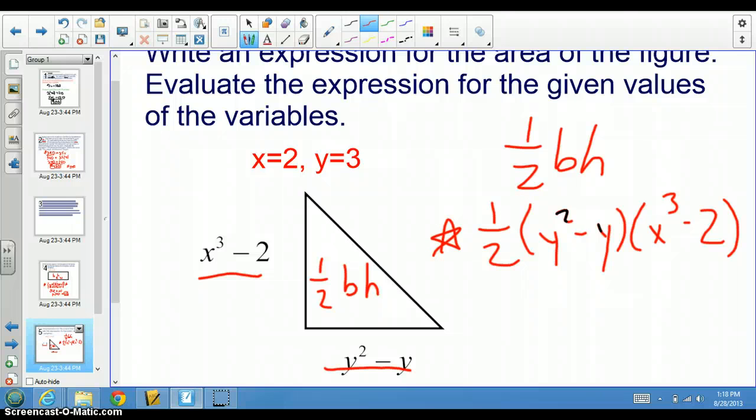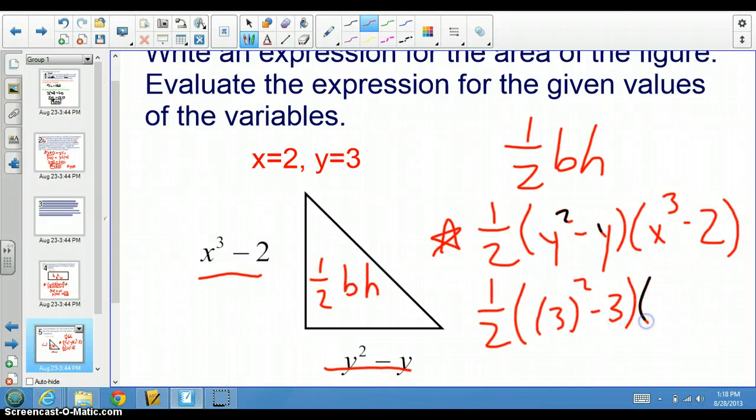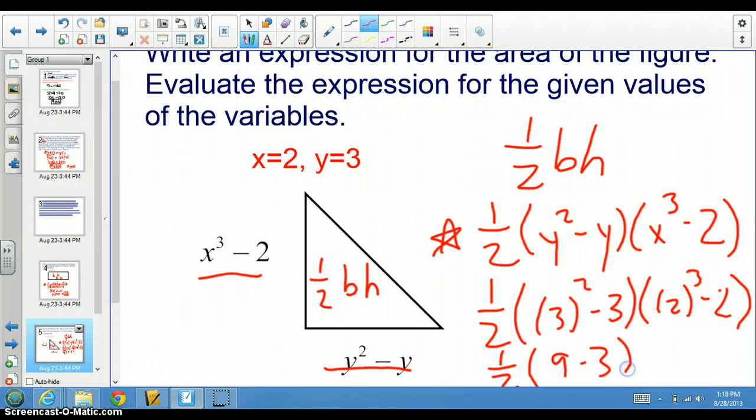The next part says evaluate the expression for the values given. So all I'm going to do is plug those numbers in. So I'm plugging 3 in for y and 2 in for x. So now I have 1/2. Well, 3 squared, because I got to do order of operations. 3 squared is 9. So I have 9 minus 3. 2 to the third is 8 minus 2.